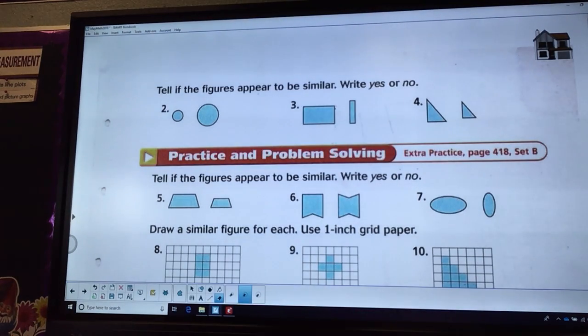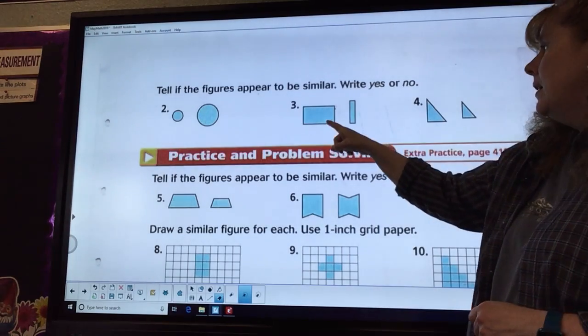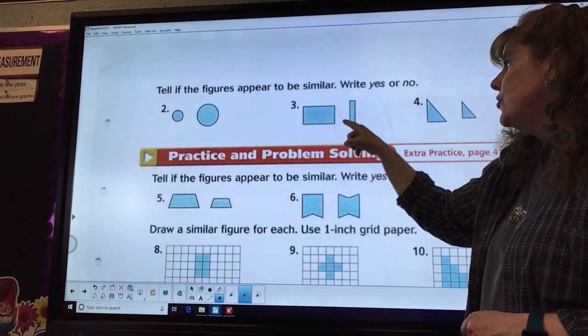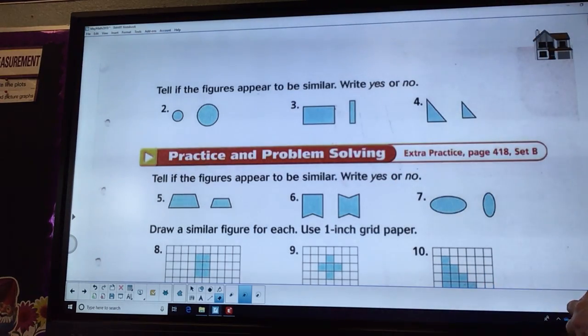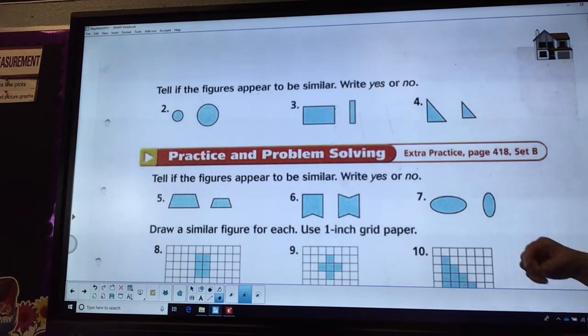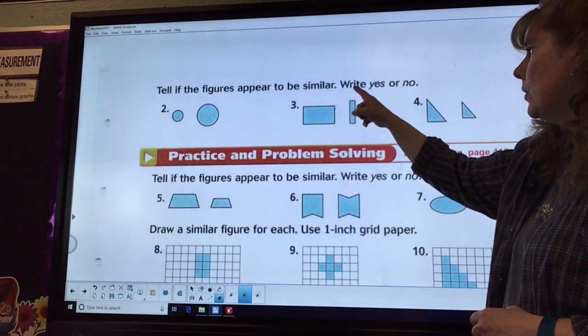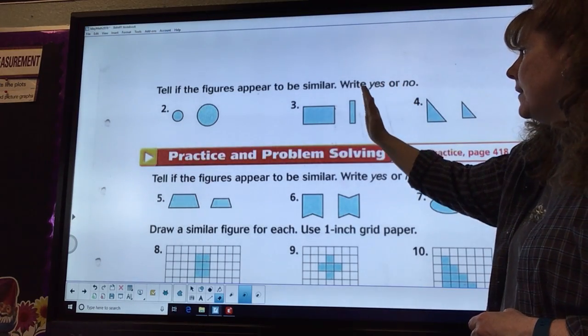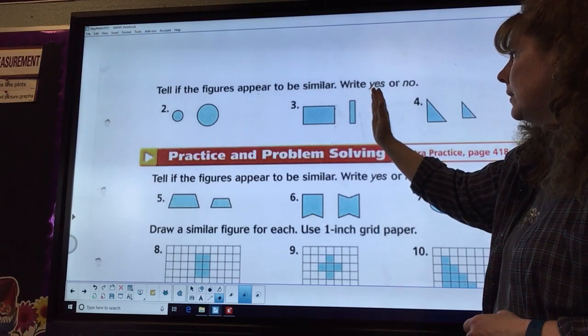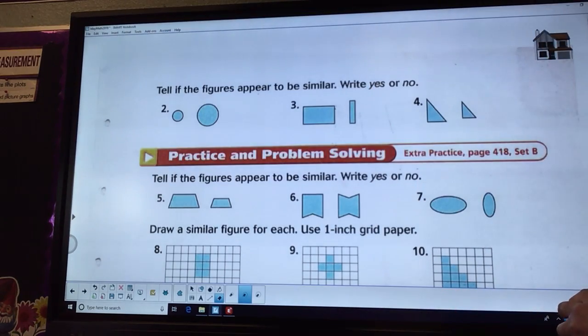And how about the next one? This one's kind of a tricky one. Okay, if I look at this shape right here, both of these are rectangles, correct? However, I would have to have something smaller or larger in order to make that similar. They're not quite the same thing. This would also have to be a little chubbier there too. So this one is not similar. Okay, so we're going to write no for number 3.